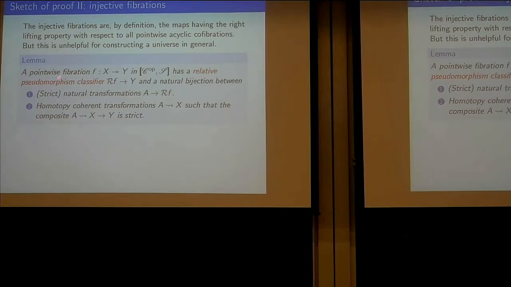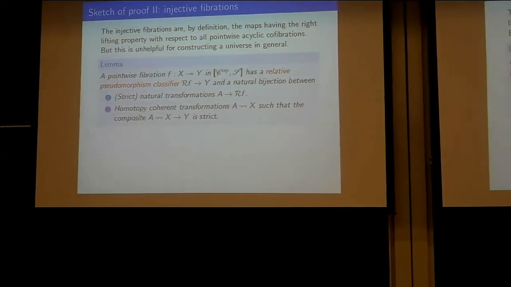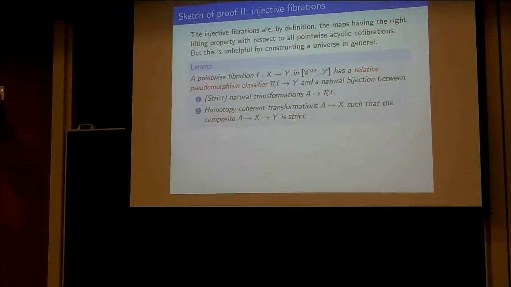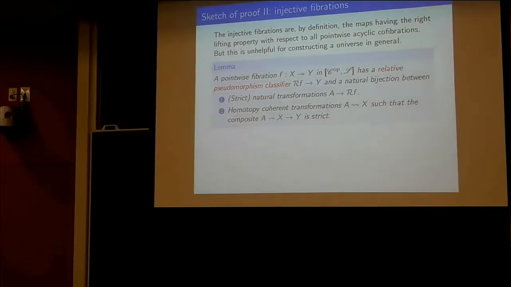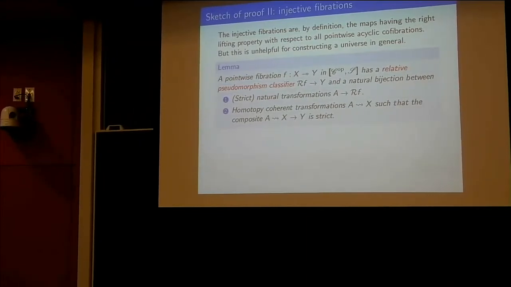There's a bijection between strict natural transformations from anything else to this guy and homotopy coherent natural transformations into X whose composite with Y is strict. So in the particular case when Y is terminal, this is just a classifier. I guess I really want to call it a co-classifier, but you can argue about what should be classified, what should be a co-classifier. It's the things that map into it that it classifies. In the case when Y is terminal, it just classifies all of these, what they call homotopy coherent transformations.